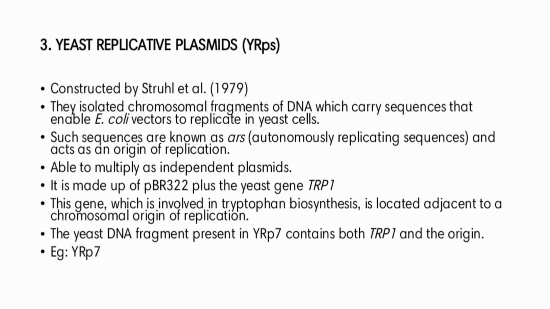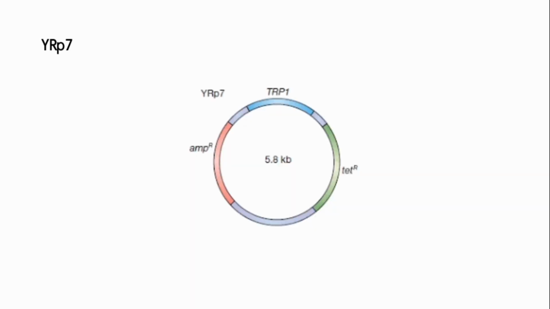It is able to multiply as independent plasmids, and this plasmid is made up of pBR322 plus the yeast gene TRP1. This gene TRP1 is involved in tryptophan biosynthesis and it is located adjacent to the chromosomal origin of replication. So the yeast DNA fragment present in YRP7 contains both TRP1 and the origin of replication. This is the structure of YRP7.